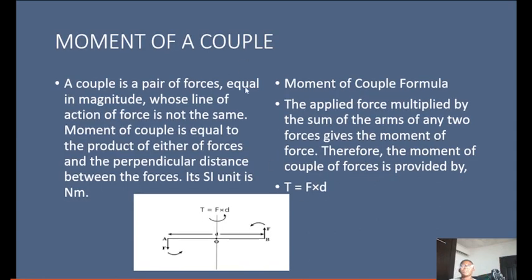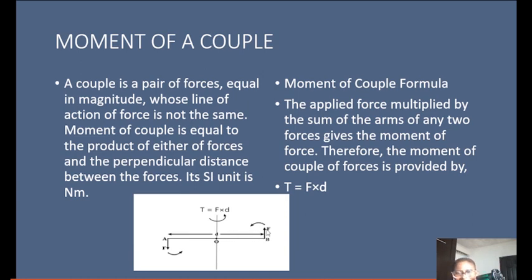Moment of a couple. A couple is a pair. Don't forget that. A pair of forces, equal and opposite. You can see the forces are equal but opposite in direction. A couple is a pair of forces equal in magnitude whose lines of action are not the same. Moment of a couple is equal to the product of either of the forces and the perpendicular distance. We can choose either, because their magnitude is the same.